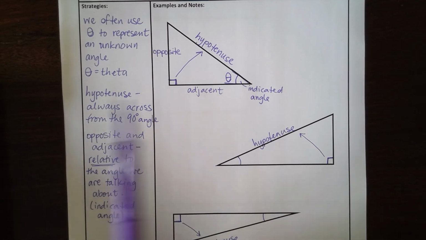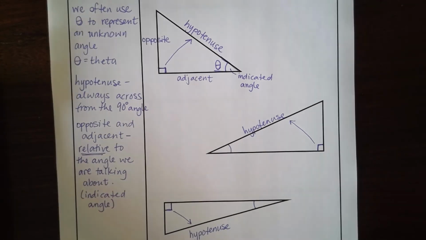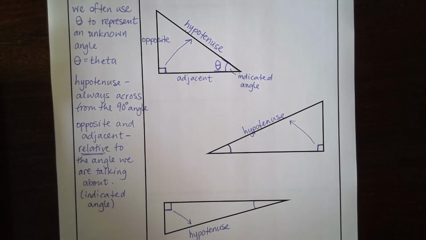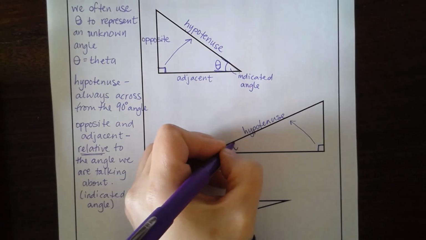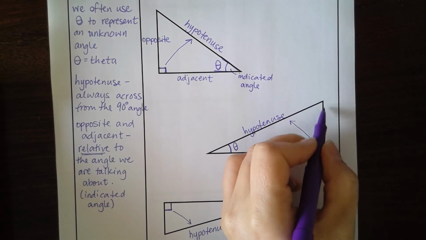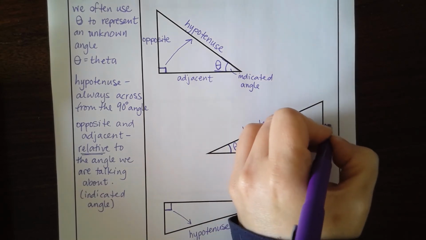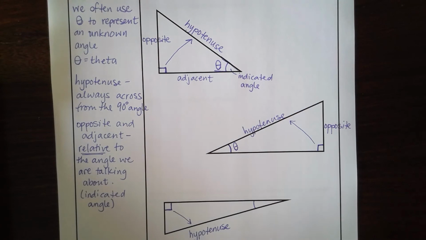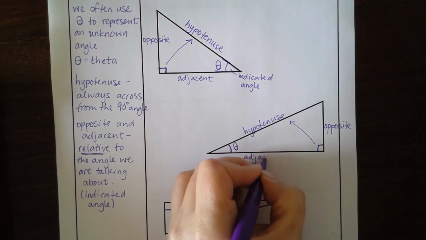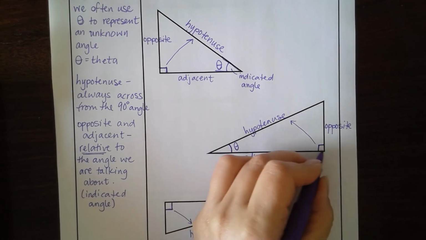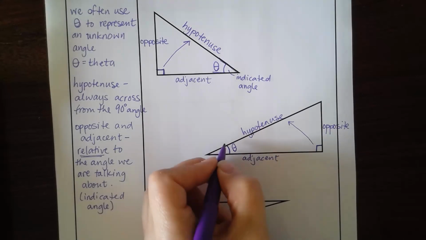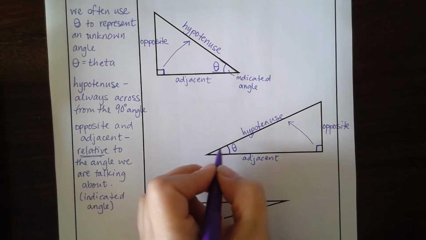So if we move to this triangle here in the middle, right, this is our indicated angle. This little scoopy makes this our indicated angle. Relative to this angle, we can call it theta. Relative to this angle, this side here, across from it, is our opposite. And this side here is our adjacent, right? It's the one next to theta, but not the hypotenuse.